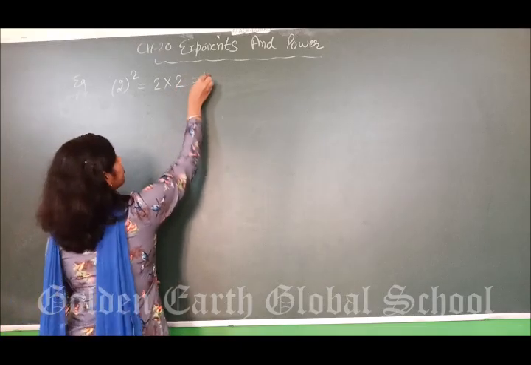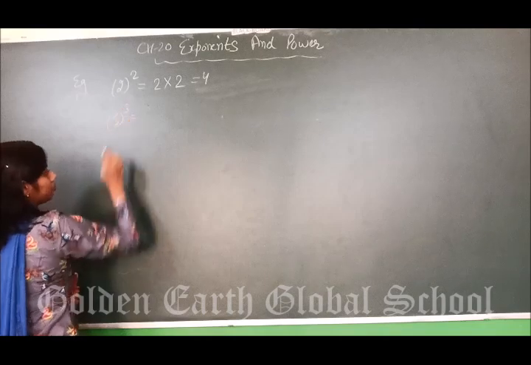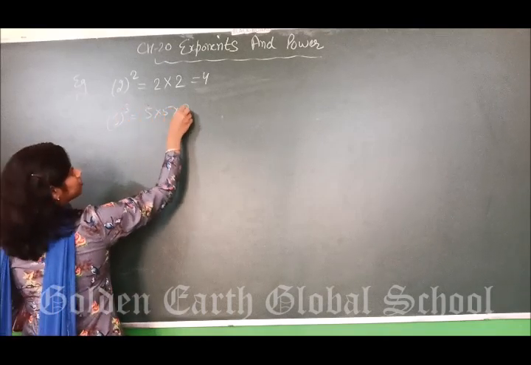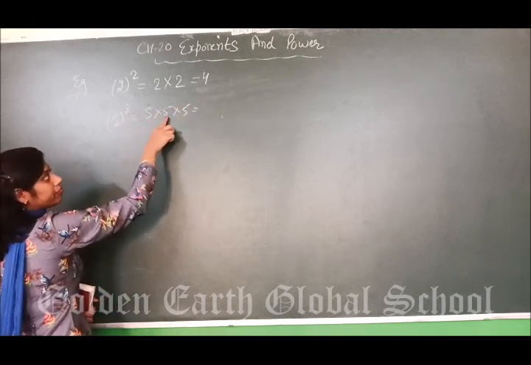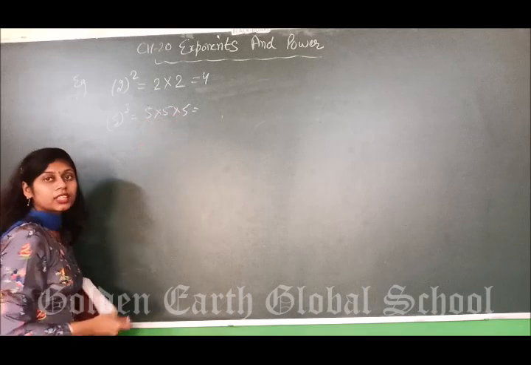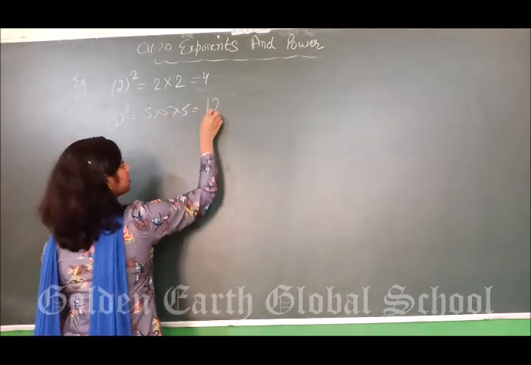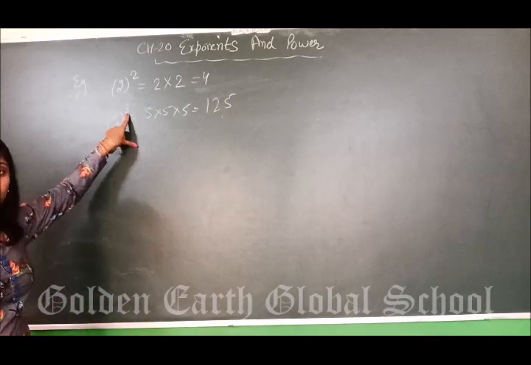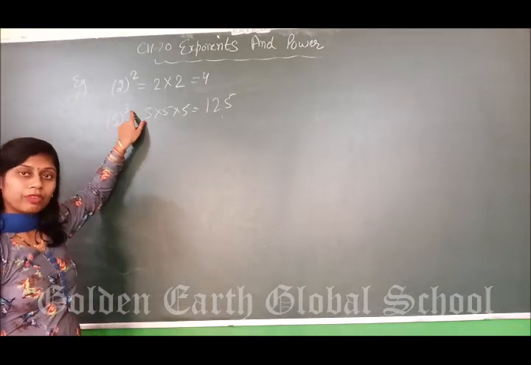2 2s are 4. Similarly, if there is 5 raised to power 3, it means 5 will be multiplied 3 times because the power is 3. 5, 5, 5. 1, 2, 3. 3 times. 5 5s are 25. 25 into 5 is 125. Here, if there is a positive power, then the number will be multiplied that many times.